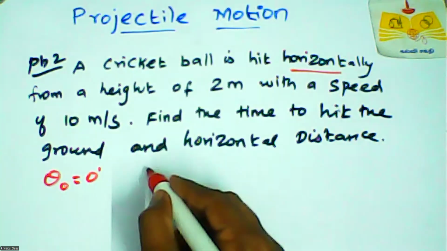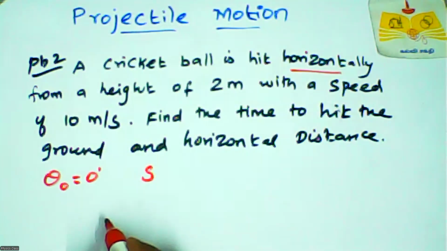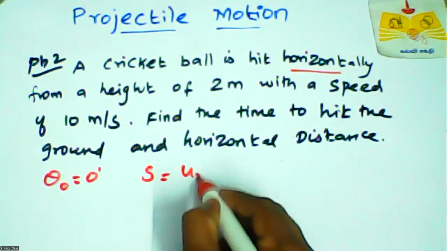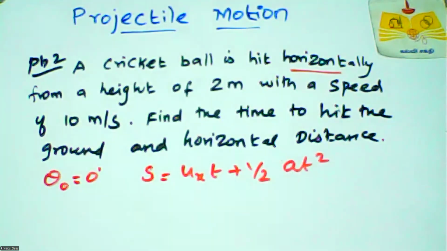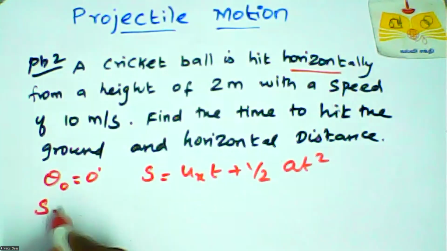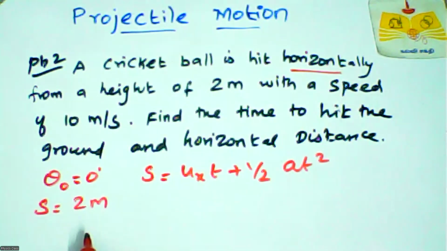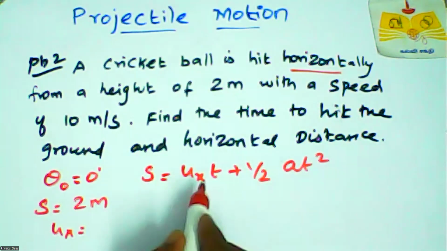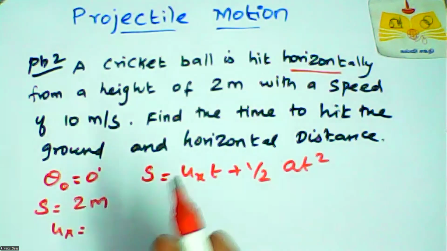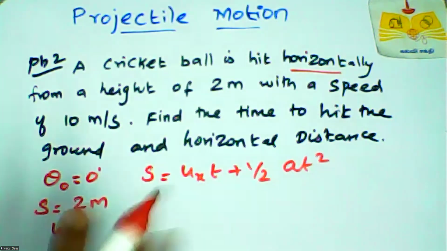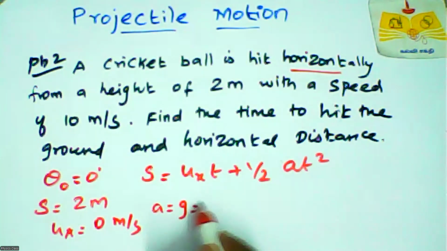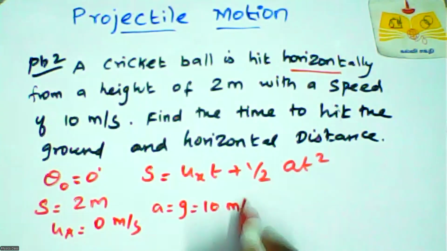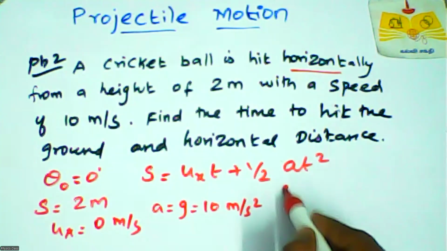Okay. Already we know one formula from the equations of motion, that is S is equal to ut plus half at square. Here S is equal to distance, so distance is 2 meters. u means initial speed, but here the initial vertical velocity is 0, so 0 meters per second. A or g we can take as 10 meters per second square.